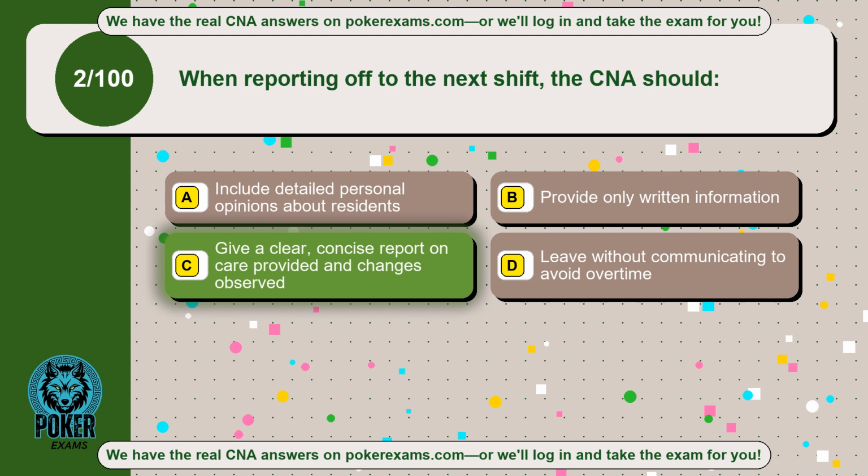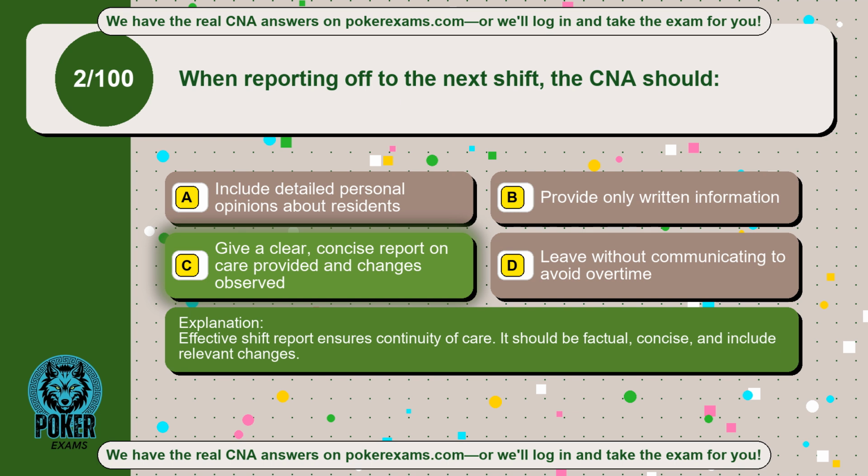The correct answer is option C. Give a clear, concise report on care provided and changes observed. Effective shift report ensures continuity of care. It should be factual, concise, and include relevant changes.